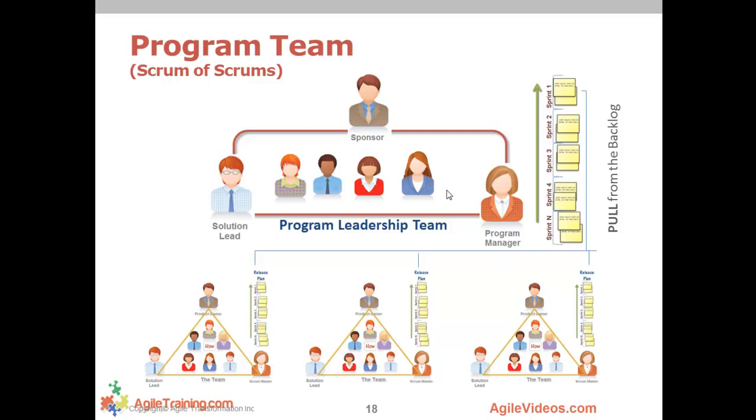I need a program leadership team. I need a team that's very similar. The sponsor of the whole program may be like the Uber product owner, right, the chief product owner. And there still needs to be an Agile program manager. It's similar to your traditional program manager, except they're using Agile techniques.